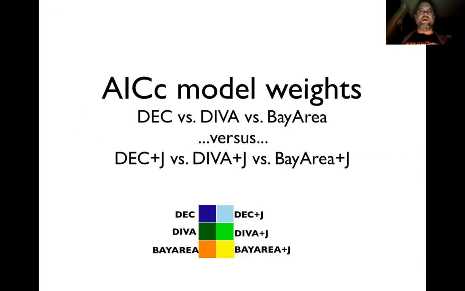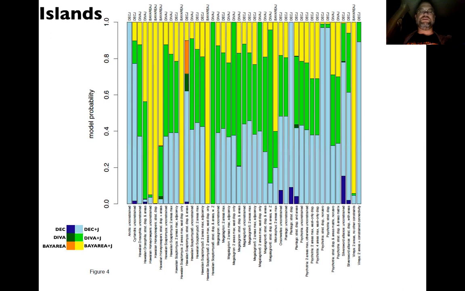And even comparing a whole bunch of models with and without jump dispersal, so a DIVA-like model and a BayArea-like model, in addition to the DEC model, the +J models tend to dominate in these kinds of island data sets. Now, this phenomenon has become so common that I think a lot of people were just skeptical that a single parameter could improve model fits so much. And I think some people have had difficulty accepting that.